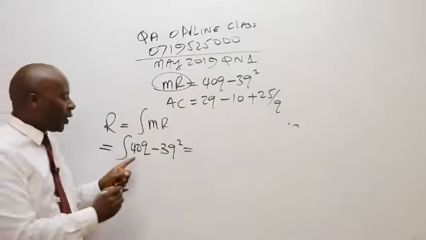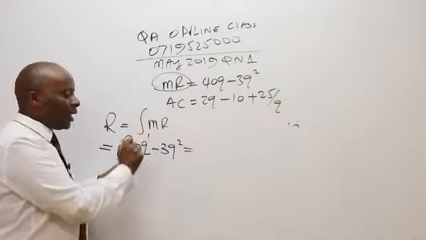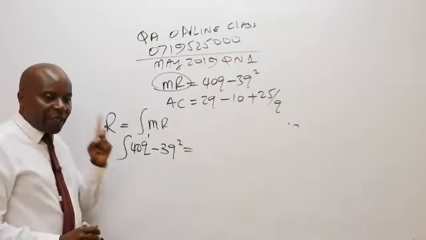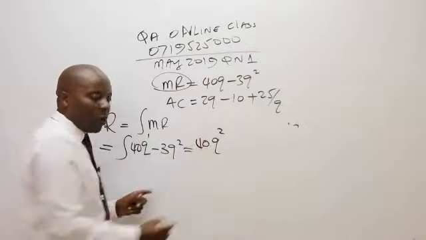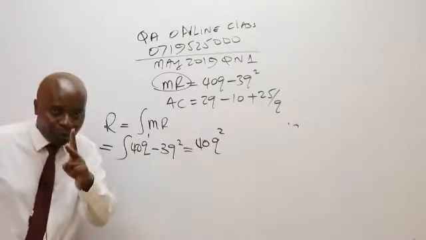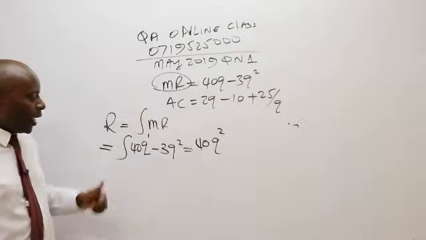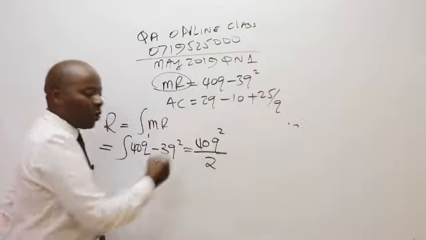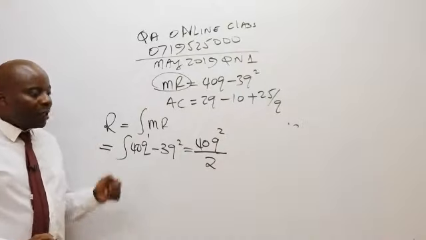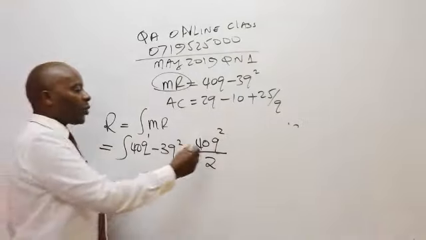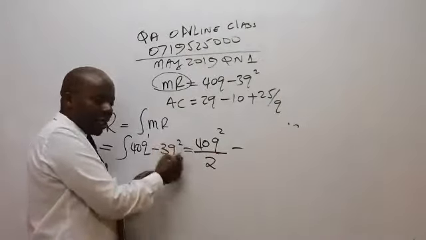Ladies and gentlemen, integration like now this one, I know that there is that implied 1. So when it comes to integrating this, this will be 40q raised to a new power, which now will be 2. So 40q squared all over the new power, which is 2. Minus, ladies and gentlemen, I would want us to integrate these terms separately.